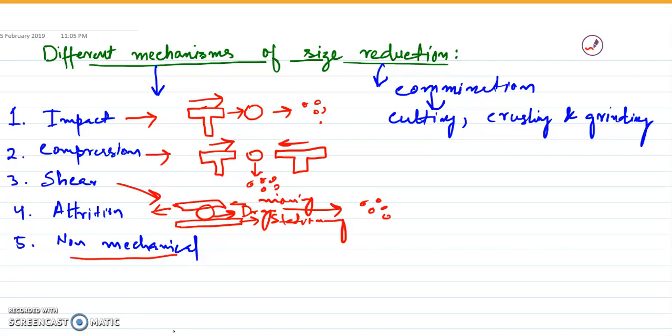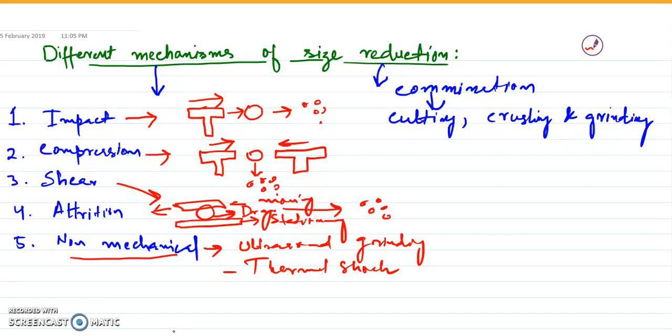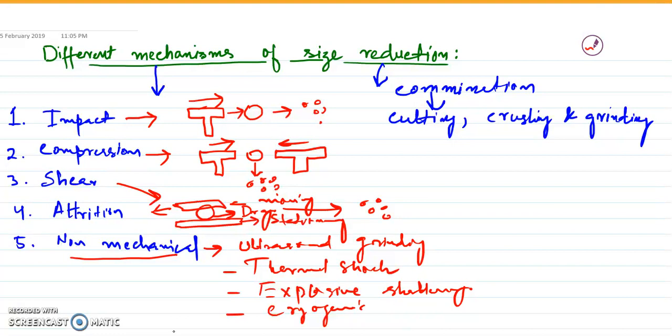The last one, non-mechanical, is the use of forces which are not mechanical. For example, ultrasound grinding, thermal shock, explosive shattering, cryogenic grinding.